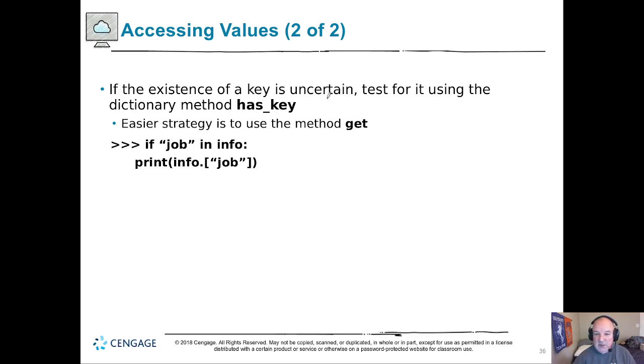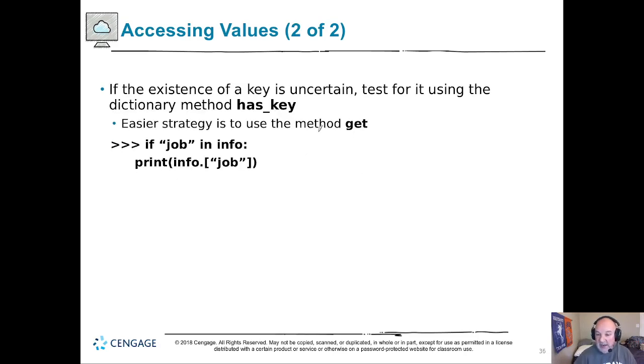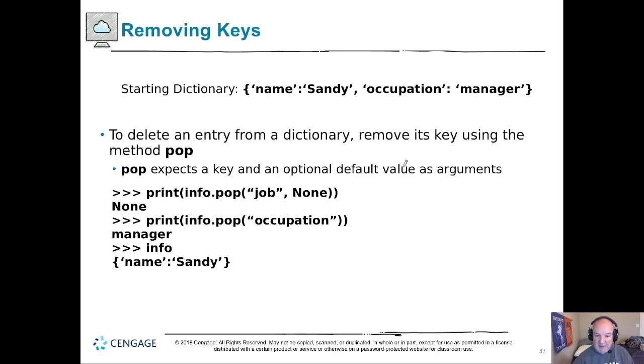You can use the has_key function. If we were talking about our dictionary here, we could say, hey, info.has_key name, and it's going to return true or false. And if it's true, we go get it. If it's false, then we do something else. Another way is to use get. If job in info, print info.get job. The get method. I'll show you more examples of that one in a second.